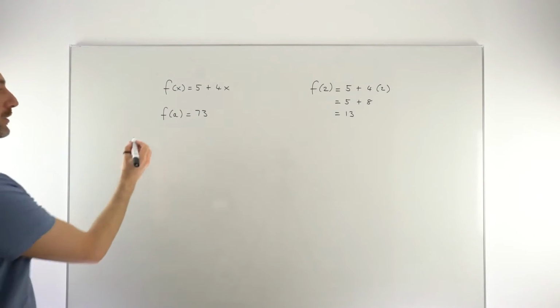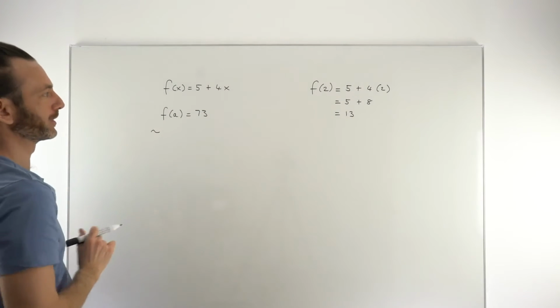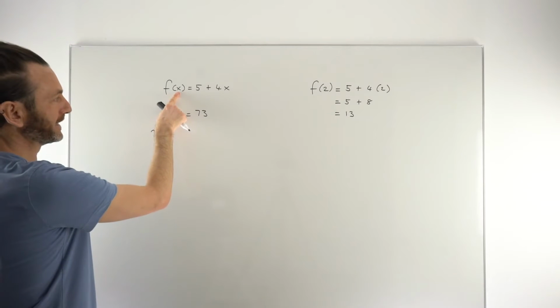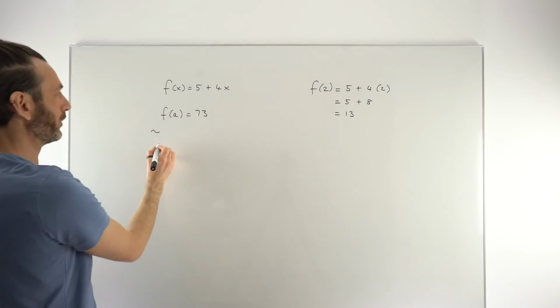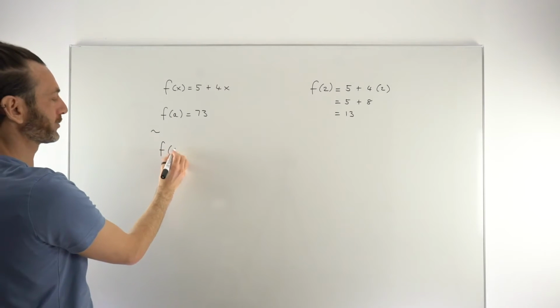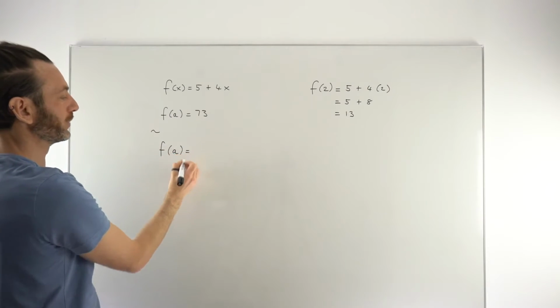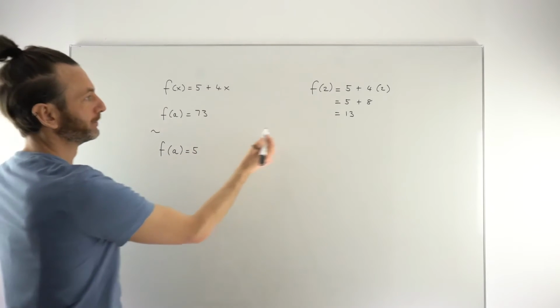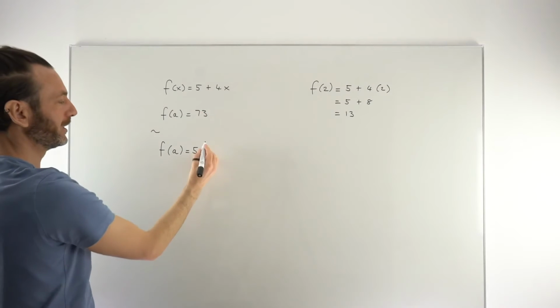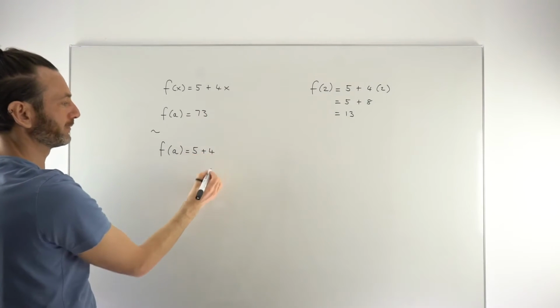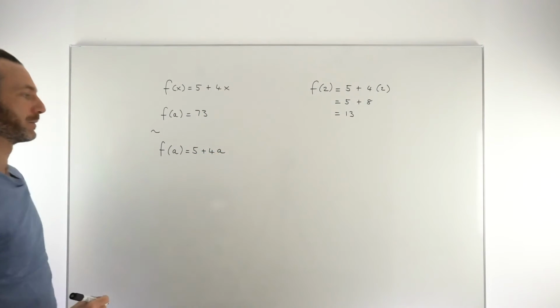And they are quite tricky, these questions, but the way you've got to think about them is, well, if I did put a into the function in the same way that I put 2 into the function, what would that mean? Well, it would just mean replacing the x with a, because that's all we do in a function. If we change the x to a 2, we put a 2 there. If we change the x to an a, we're just going to put an a there. So it becomes 5 plus 4 times a.